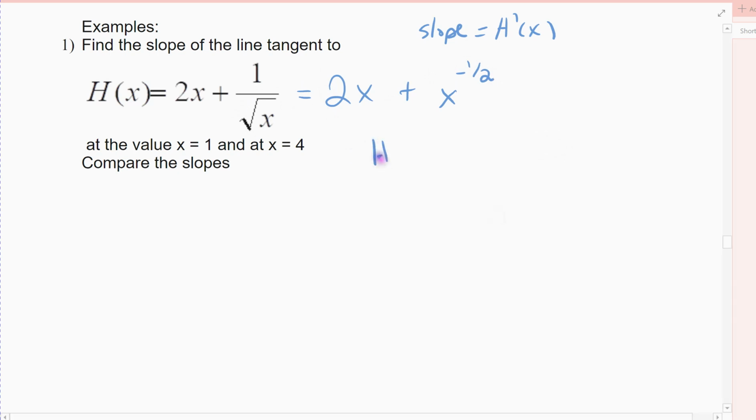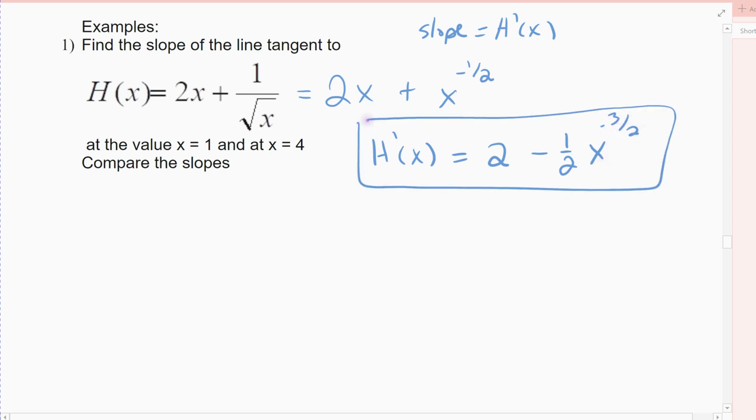I'm going to find my derivative using my power rules. The first one: the derivative of 2x is just 2. The 2 comes along, and the derivative of x is 1. And then the power rule on the fraction, so negative 1/2 comes out front, x raised to the negative 3/2. There's my derivative.